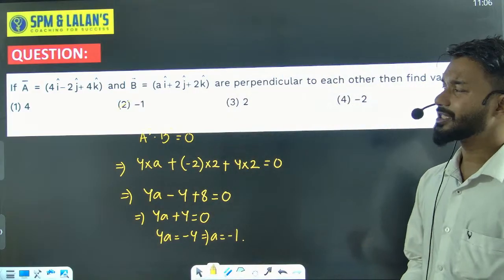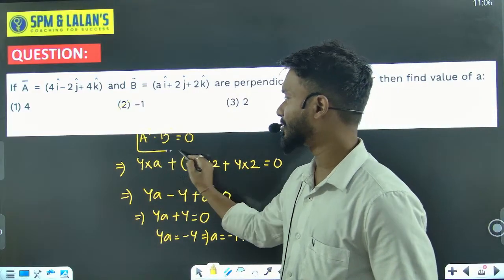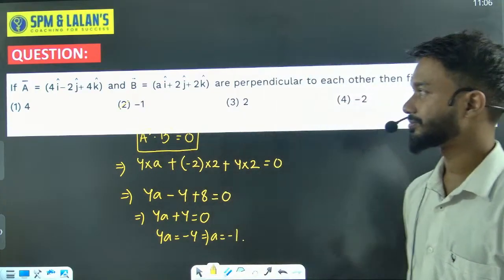So what is the learning? If two vectors are perpendicular, then their dot product is equal to 0. Okay.